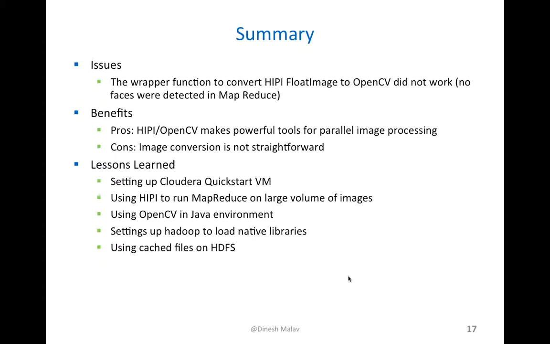So in summary, the wrapper function to convert my Hipi float image did not work for some reason, and due to that no faces were detected. There are many benefits to combining these technologies to produce powerful tools for parallel image processing. But the image conversion wasn't as straightforward as I expected, and it failed to detect faces. But there were some important lessons learned from this exercise, like setting up a Cloudera Quick Start VM, using Hipi to run MapReduce on large volume of images, using OpenCV in Java environment, setting up Hadoop to load native libraries, and using cache files on HDFS. Thank you.